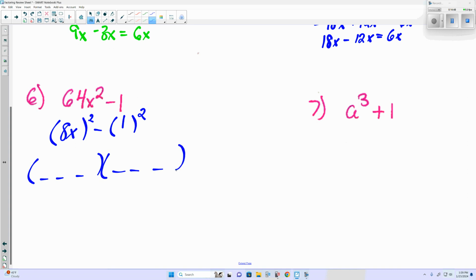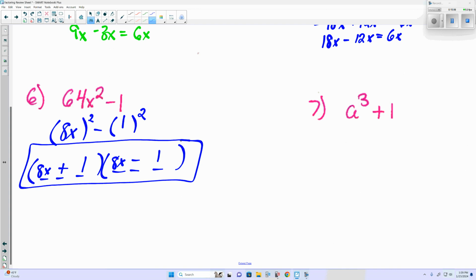So I'll have 2 sets of parentheses with 3 spaces. Our signs are going to be opposite. One's going to be plus, one is going to be minus. We'd have 8x, 1 and 1. We don't have to do the parentheses, 8x squared minus 1 squared, but we do need the 8x plus 1, 8x minus 1. This step here just helps us get what we need to plug in each spot.